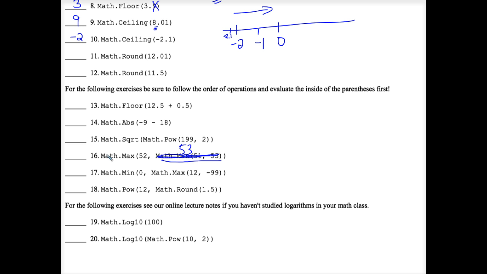Now I'm left with math.max, parentheses 52, 53, end of parenthesis. Well, 53 again is the bigger number between it and 52, so the final answer is simply 53. You simply work from inside the parentheses out when you execute methods that are nested inside of methods like this.